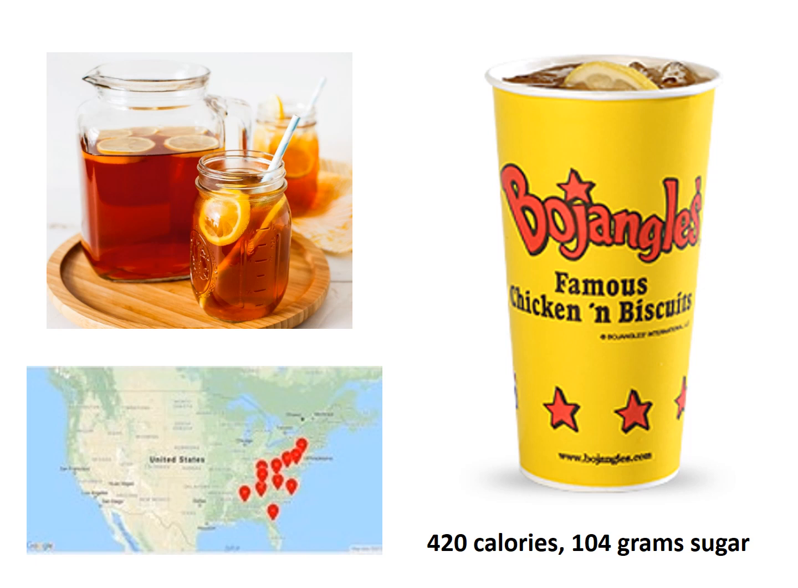Bojangles restaurant, a common restaurant in the Southeast United States, and here you can see the distribution of Bojangles restaurants along the Southeast and Atlantic coast US, produces a sweet tea which has 420 calories with 104 grams of sugar. That's a lot of sugar. My own theory on why there's such prevalence of diabetes in the Southeast United States is due to the consumption of sweet tea.